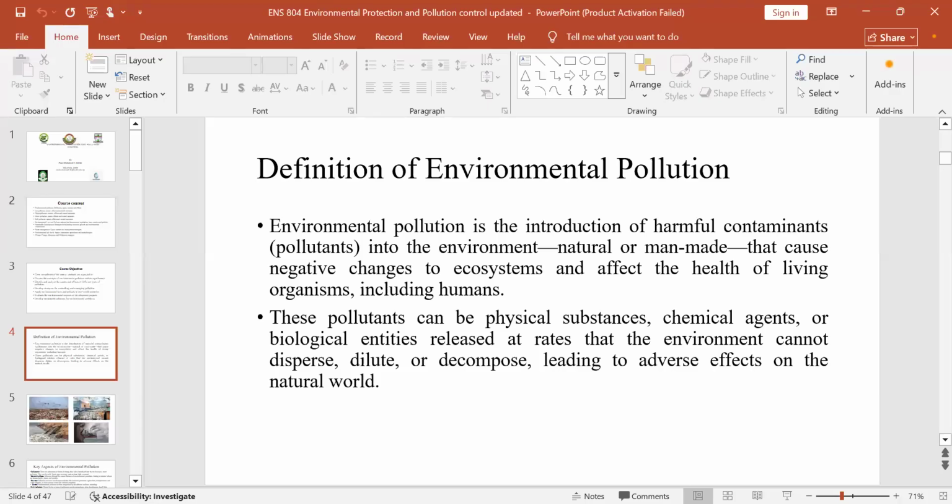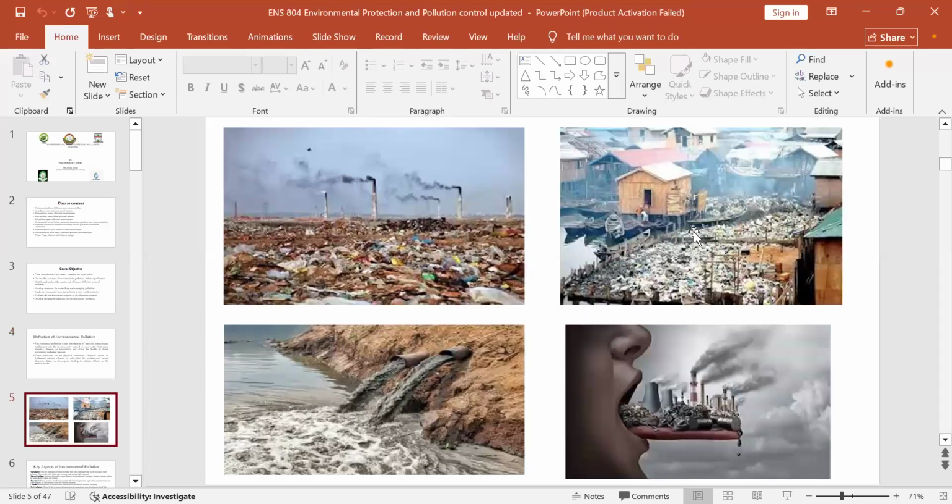They can be chemical agents, okay? Chemicals that can be released into the atmosphere, or biological entities. So any of these can, the pollutants can come in any of these shapes and forms. So these are different pollution media.